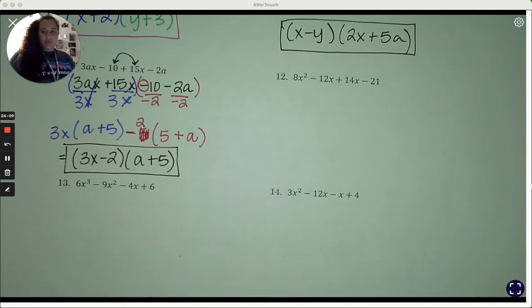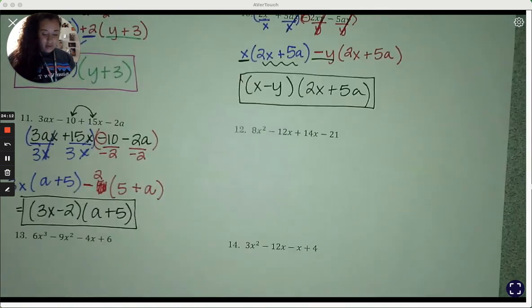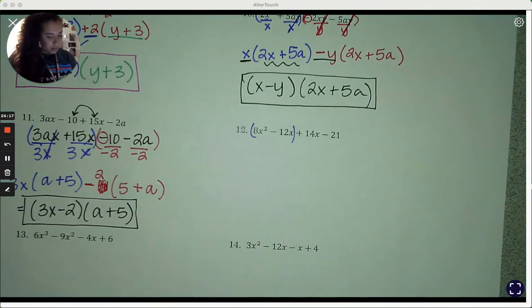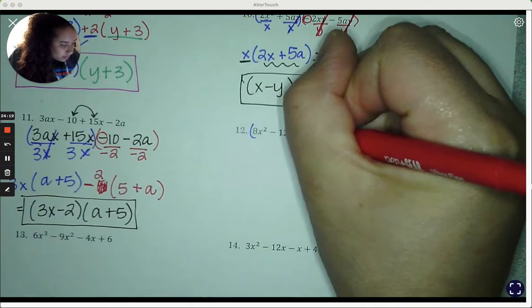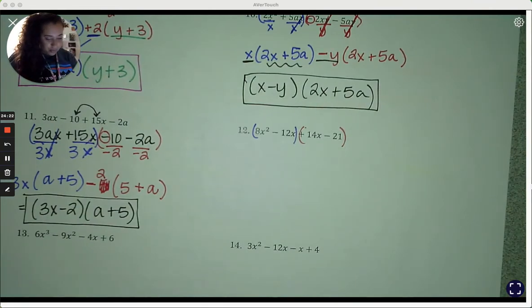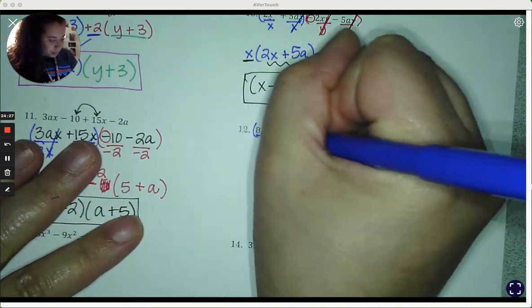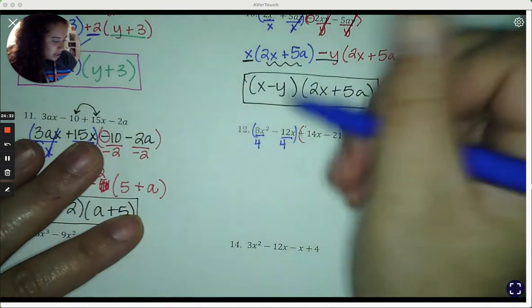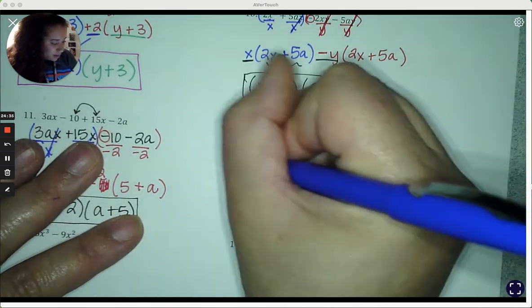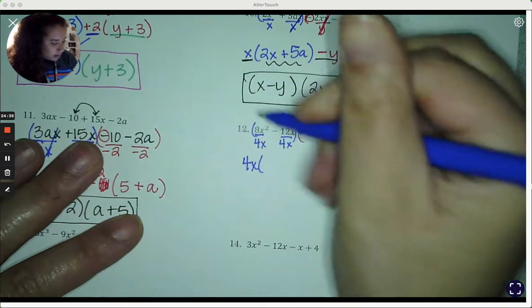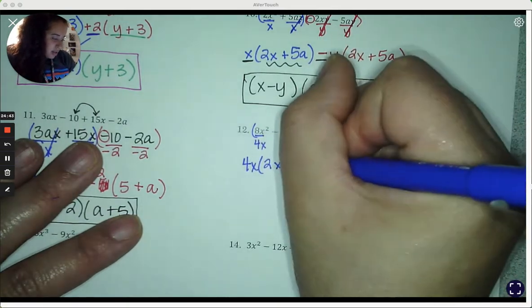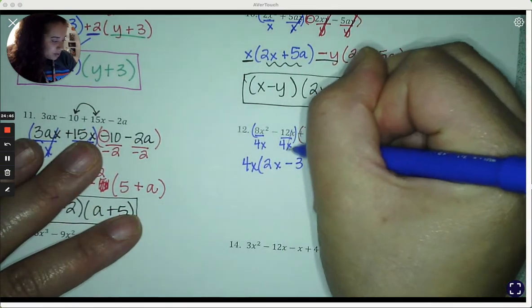I'm going to do one more because this video is going a lot longer than I thought it would. Blue, red. 12 and 8 is 4, yes, 4, and then they both share an x, so 8 divided by 4 is 2, x squared divided by x is x, minus 3, those x's cancel.